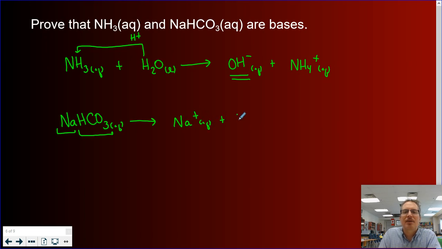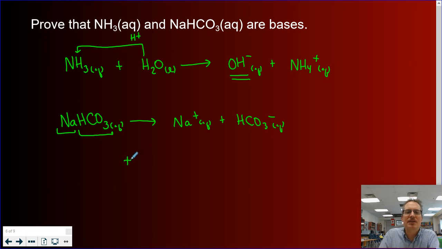Sodium ion and hydrogen carbonate ion. Okay, now again, we are trying to prove that this guy is a base. So although we have these ions floating around in the bucket, we have one more item floating around in this bucket. And that again is still water. And so there's going to be collisions between all these three substances together.